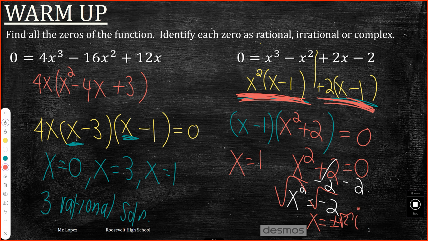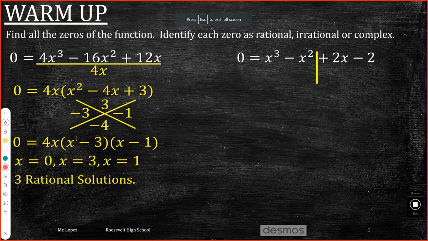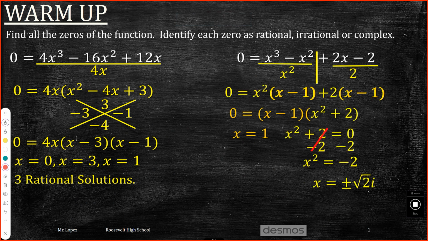So this one has how many rational solutions? 1. How many irrational? None. How many complex or imaginary? 2. Two imaginary or complex. One rational, 2 imaginary solutions. Moving on.